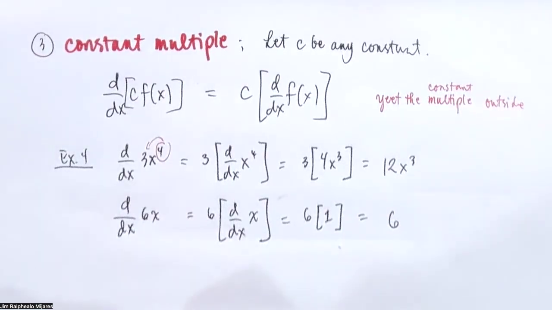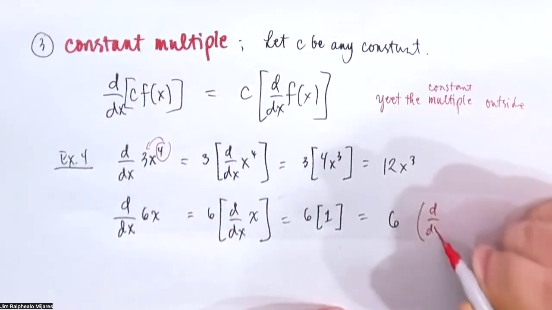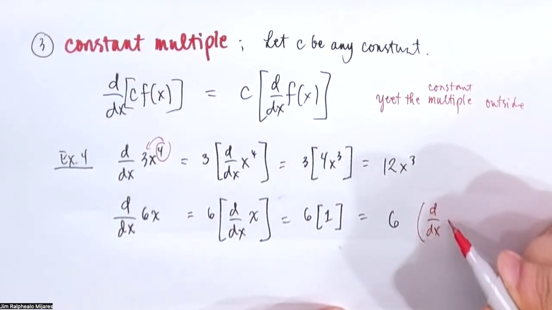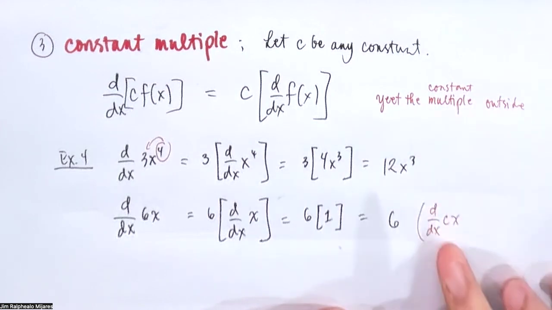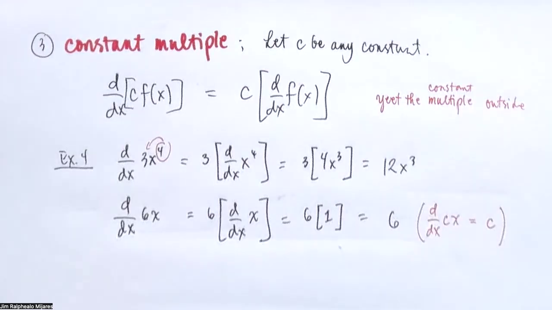So, in reality, there's a little bit of a realization here. The derivative of any number of the form c times x, where c is a constant, will always just be c. Okay?